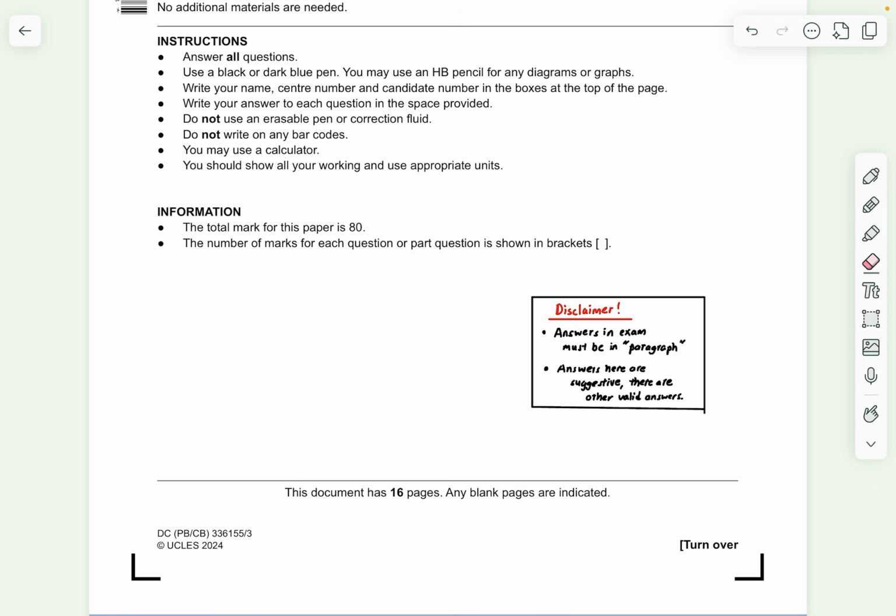So make sure during your exam you write in a paragraph. And again, some of my answers here are just suggestive. Your answers can be right too. So please make sure that you cross-check with relevant resources to ensure that your answers are correct.